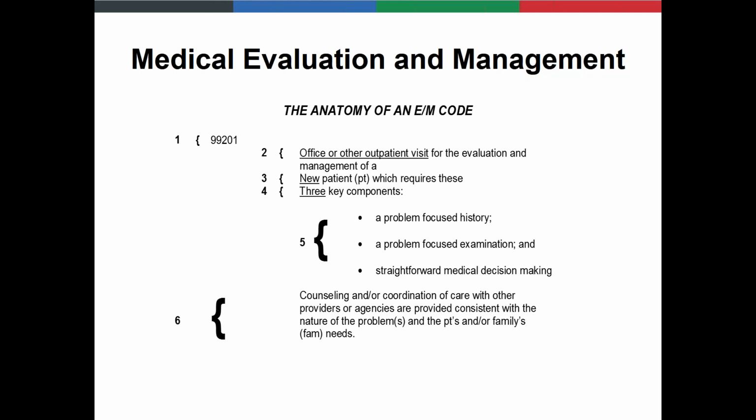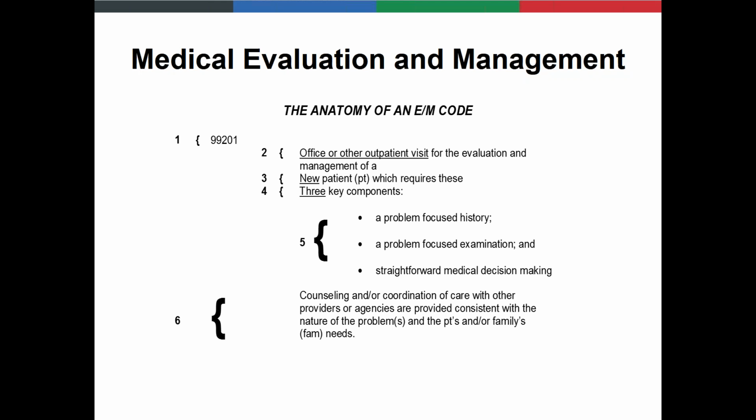There is also counseling and coordination of care with other providers or agencies. That's not considered a key component, but could be included in this code. Now, what would that entail in the scenario of a patient with a cough? Well, if the patient had a recurring cough, maybe the cough is due to allergies. So now the doctor is going to contact, maybe send the patient a referral to the allergist for allergy shots or something like that. That would be the counseling and coordination of care component of the evaluation and management code.